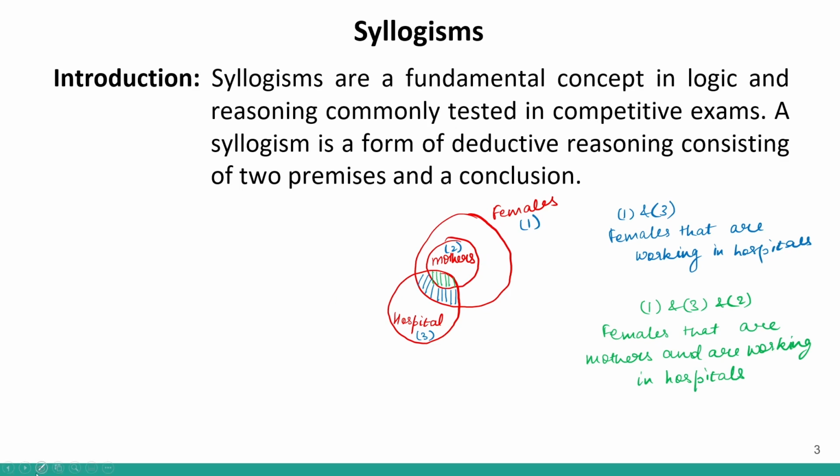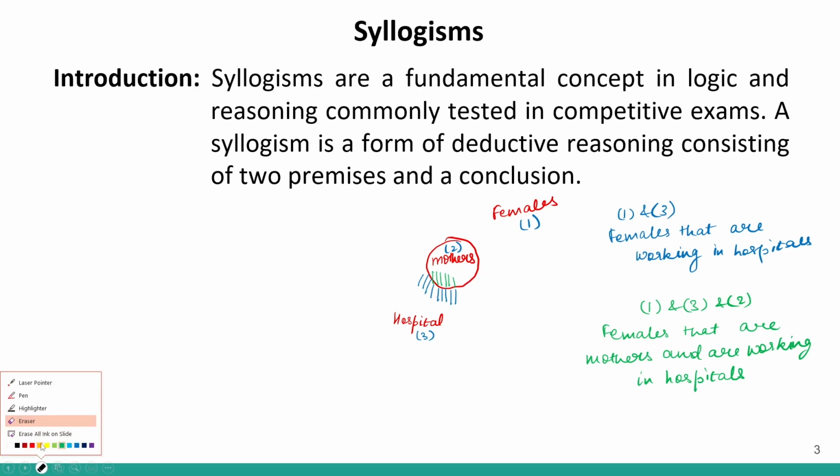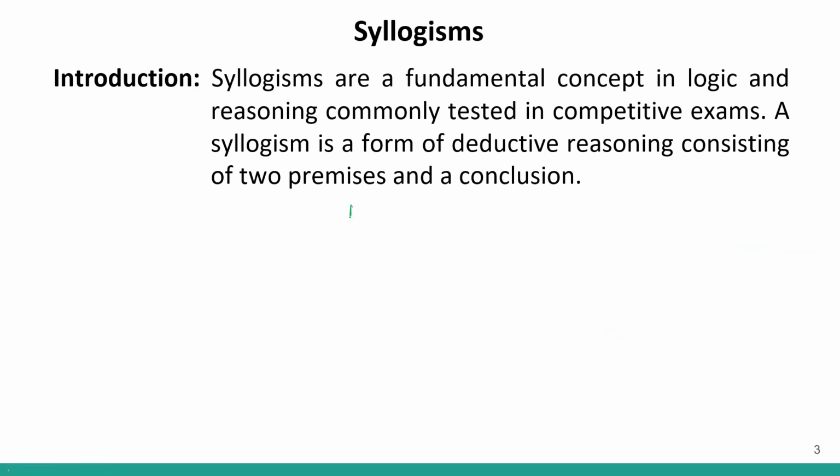Now there are 4 possibilities in a Venn diagram. The first possibility says that all A are B. So if you have A, all of A will be part of B. This is the significant portion. All A are B means all A will be part of B. This is your first condition.